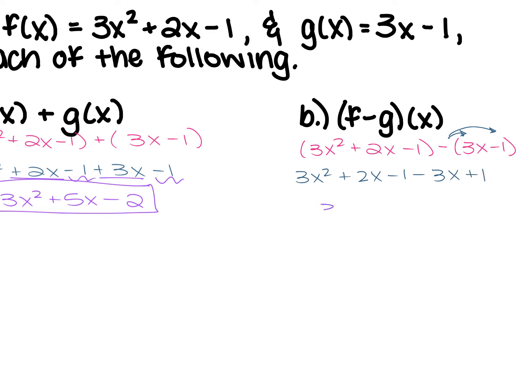Your 3x squared drops down. The 2x minus 3x is negative x. Negative 1 plus 1 are opposites, so they cancel out. So it's just 3x squared minus x.